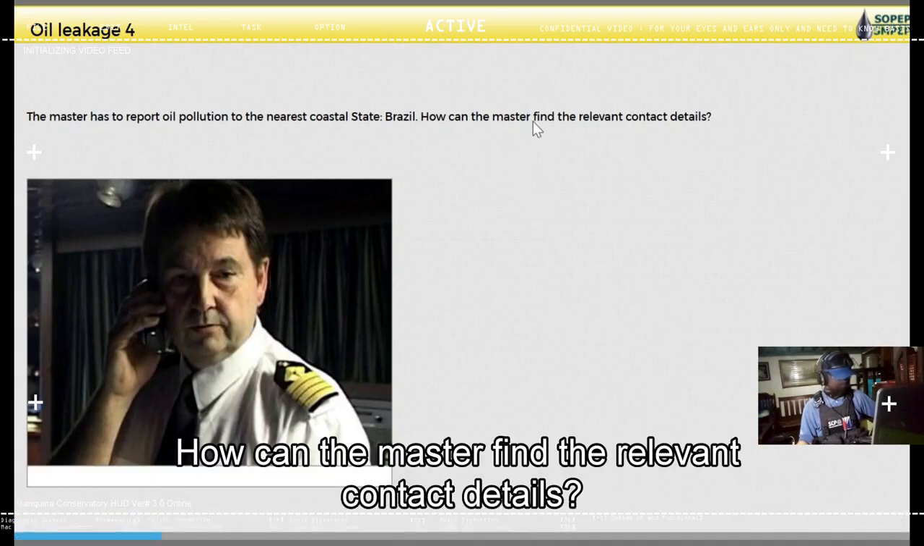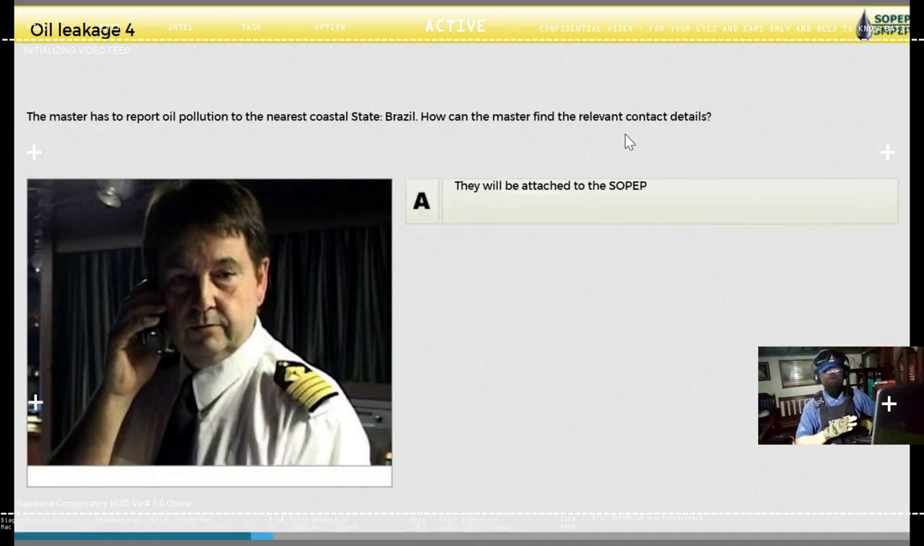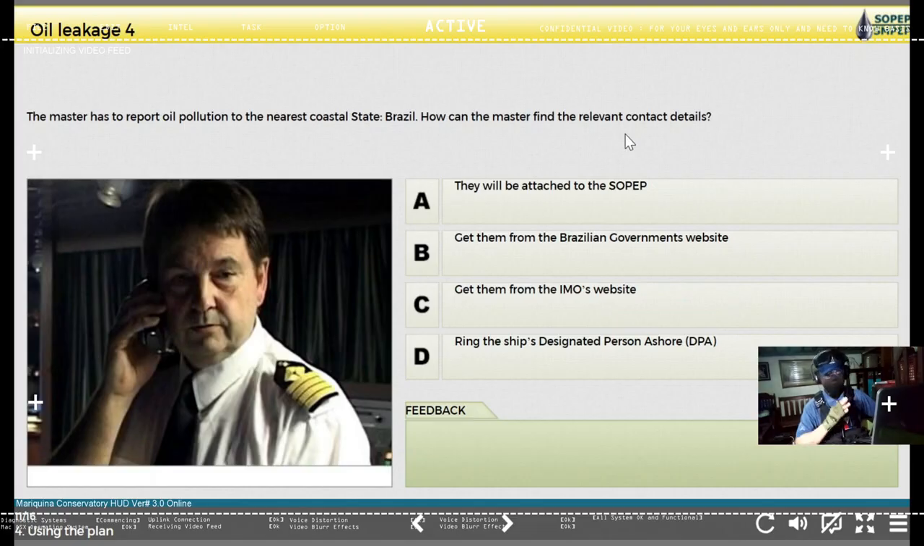How can the master find the relevant contact details? Honestly, these details revolve more around the captain, not the crew and ratings. So for us, let's be practical. By the time you reach captain, you're already in the seafaring job for more than 10 years. But for us ratings, that's not the case. This question and situation is not applicable at all.